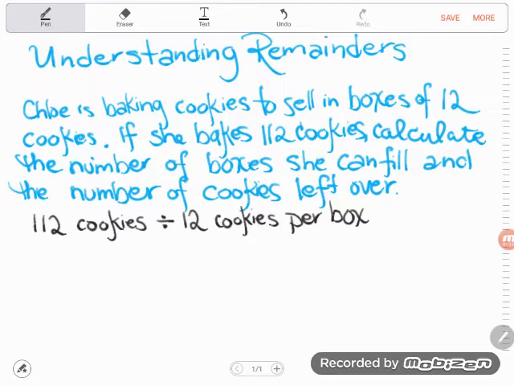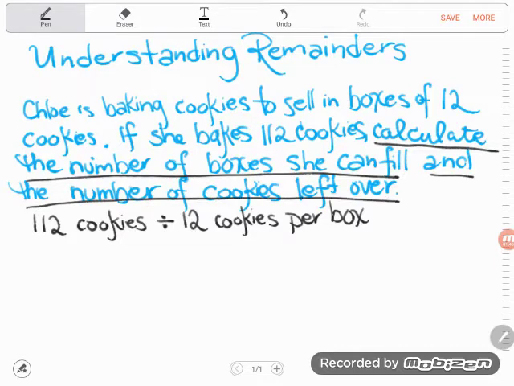I'll explain why in just a little bit, but notice, they didn't just want me to calculate the number of boxes she can fill, they also wanted me to calculate the number of cookies left over. The number of cookies left over. Okay, so let's take a look at the division if we did this with long division.